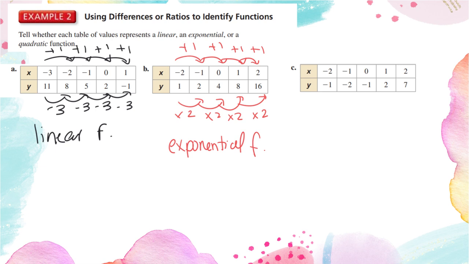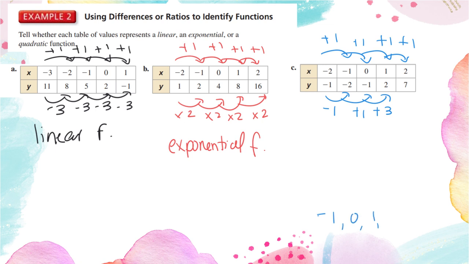And C, we have -2 and -1 gives me +1. -1 and 0, we have adding 1. And 0 and 1, we're adding 1. And 1 and 2, we have 1. Between -1 and -2, we have a -1. And -2 and -1, we have a +1. -1 and 2, we have a +3. Don't forget, remember your number line, you have -1, 0, 1, and 2. And between 2 and 7, we have +5.